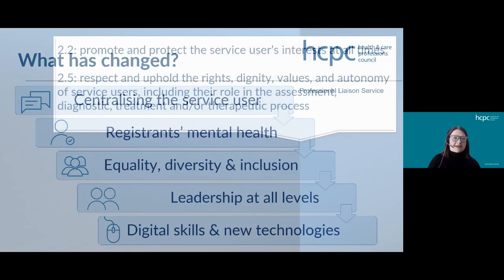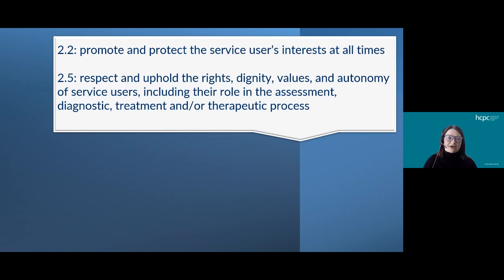The one we're going to focus in on today, of course, is the way in which the standards of proficiency have changed in terms of how we involve service users in their care. So these exist across a range of different standards rather than just one individual section of the standards. Standard 2 of the standards of proficiency for all professions focuses on registrants practicing within the legal and ethical boundaries of their profession. So standard 2 sees some changes.